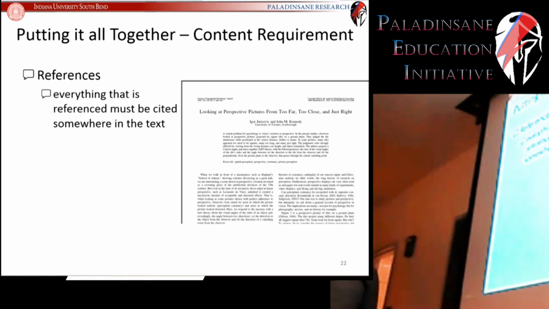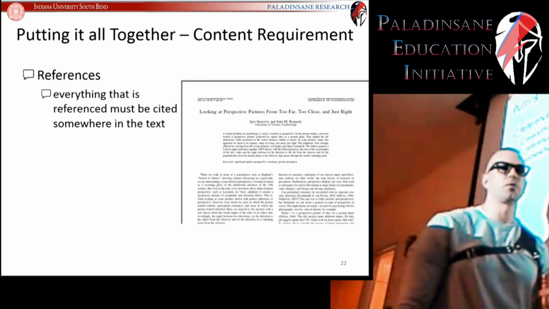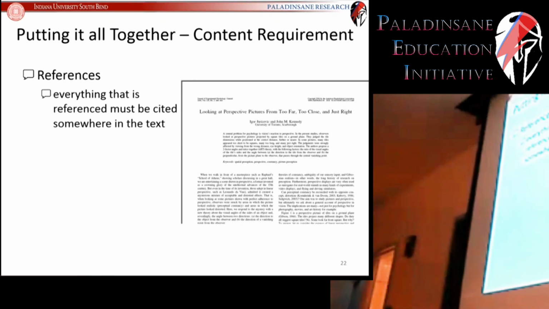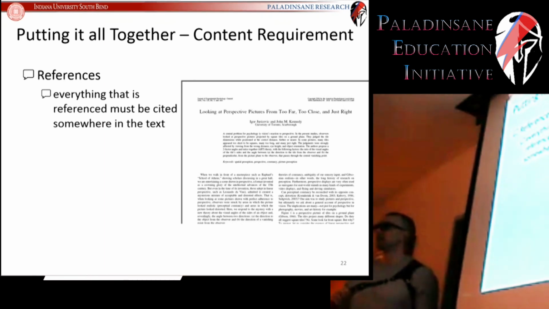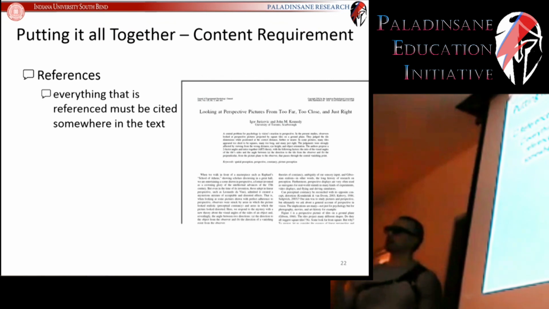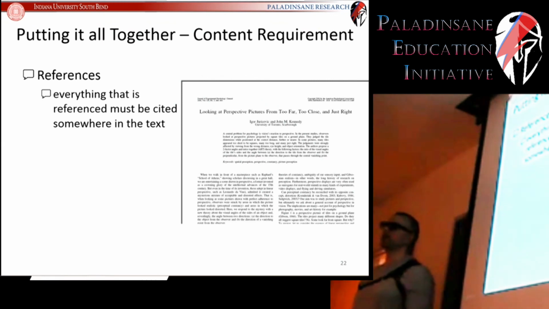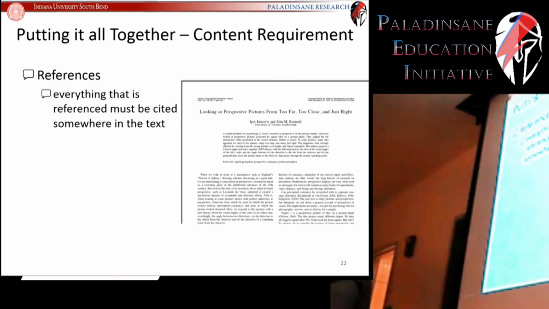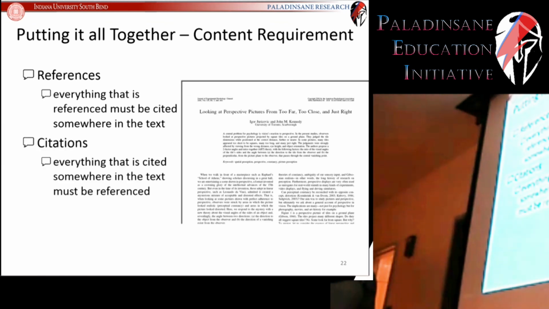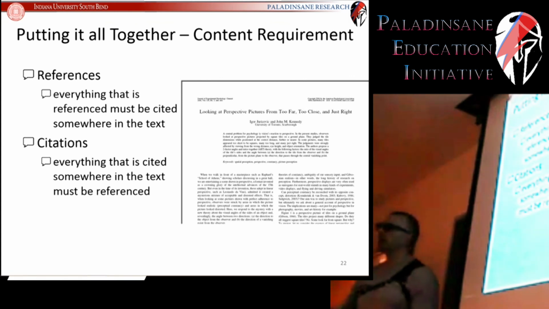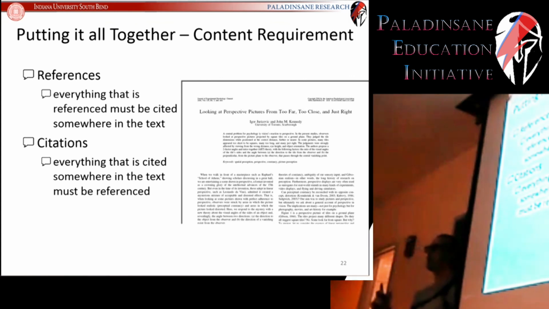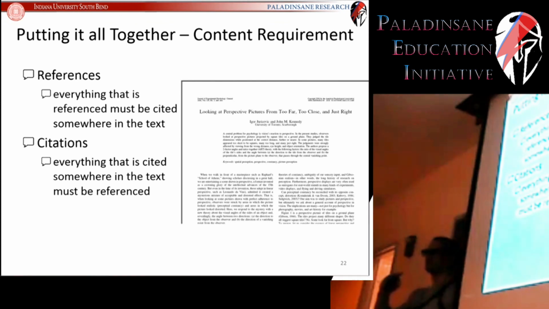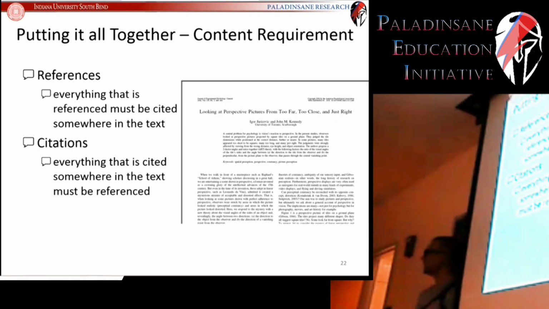What I want to point out is this very, very important rule that everything in your reference section has to be cited somewhere in your text. So in your research paper, you're going to have citations. If something is in your reference section, it has to be cited somewhere in your research paper. And if something is cited in your research paper, it has to go into your reference section. Your reference section and your citations will have a one-to-one correspondence. If it's cited, it's in the reference section. If it's in the reference section, it's cited.